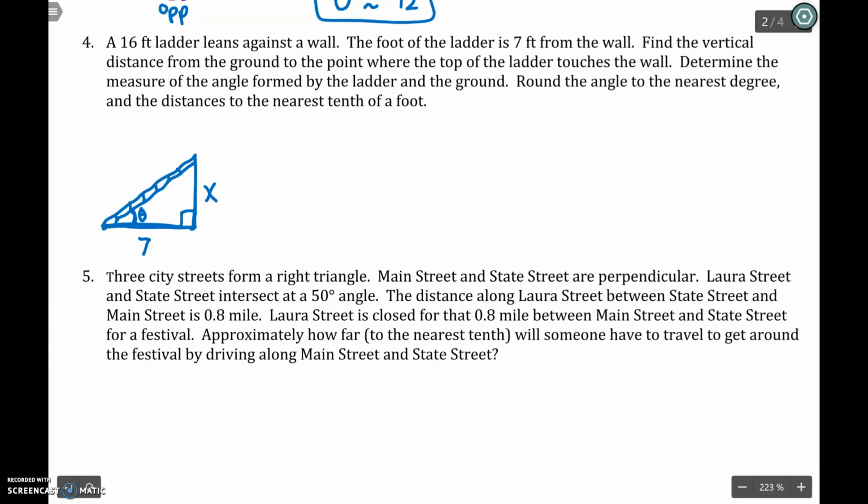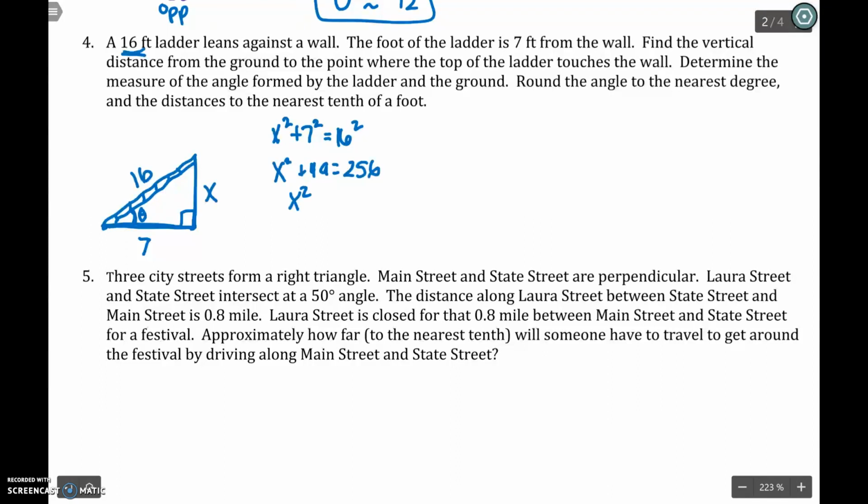So the only other number I have is that the ladder was 16 feet long. So I'm going to put that in there. So we have two things to find. We have to find the missing side and we have to find the missing angle. So to find the missing side, you can do Pythagorean theorem. That's still allowed. And it's probably better because we're going to have to round when we go to find the angle anyway. So x squared plus 49 is equal to 16 squared, which is 256.